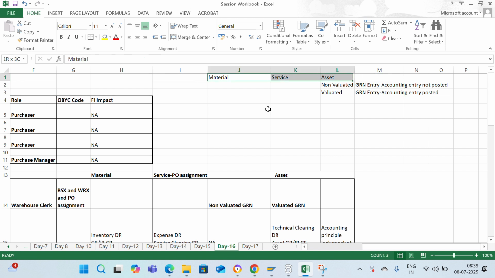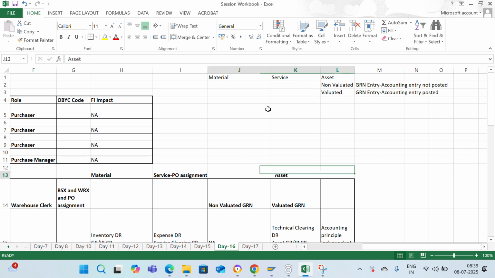So PO is classified into three types: material, service, asset. For asset, it may be valuated and non-valuated. For non-valuated, during the GRN, the accounting entry is not posted. For the valuated cases, the accounting entry is posted during the GRN.